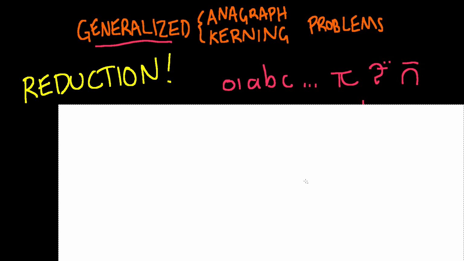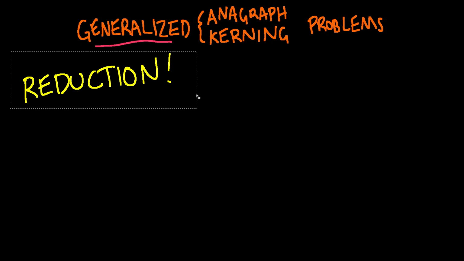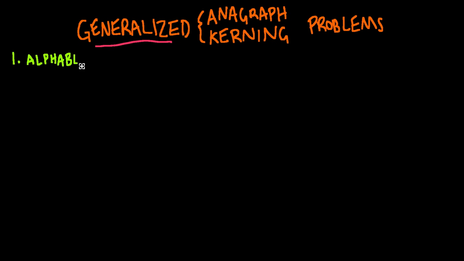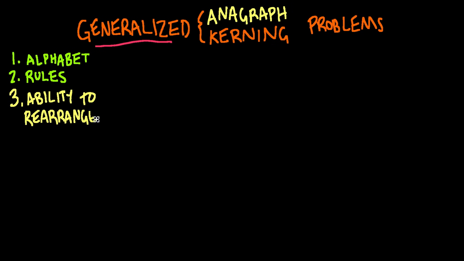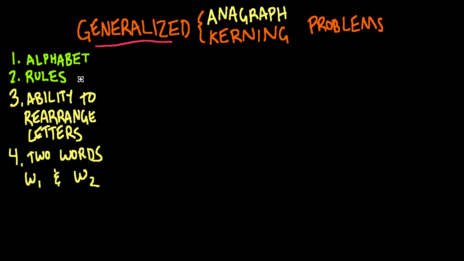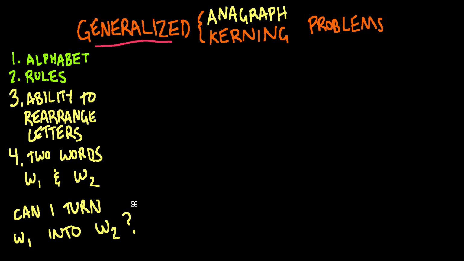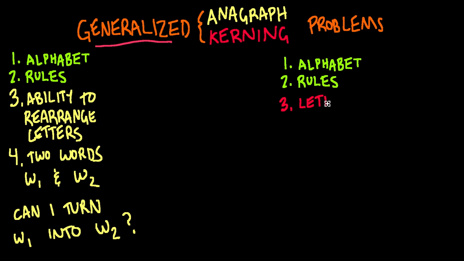All right, now, so the generalized anagraph problem, let me clean up here. So the generalized anagraph problem is, given an alphabet and rules as we discussed, and the ability to rearrange letters at will, and given two words, W1 and W2, can I turn W1 into W2? That's the anagraph problem. This problem is solvable, but in my opinion, it's not obvious. So what I want to talk about first is the Kerning problem, which turns out to be unsolvable, and that might give some intuition about why this one is harder, or might be harder than you would think.